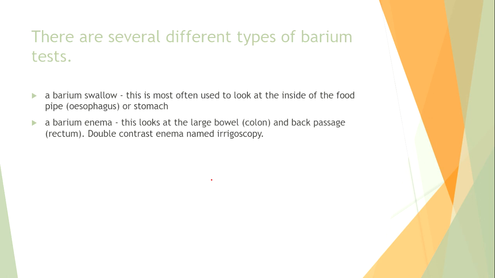A barium swallow is most often used to look at the inside of the food pipe, esophagus or stomach. A barium enema looks at the large bowel, colon, and the back passage, rectum. Double contrast enema is named irrigoscopy.